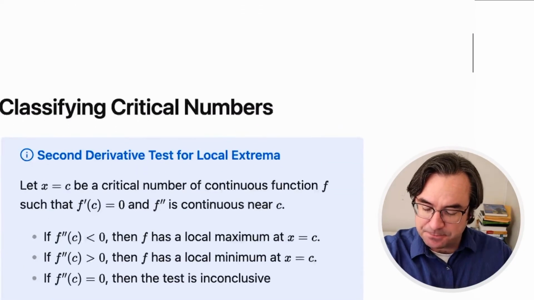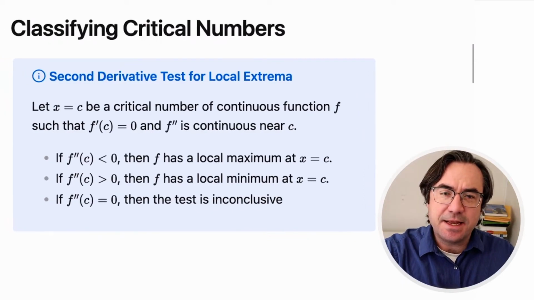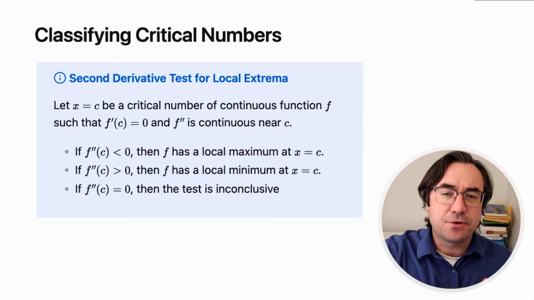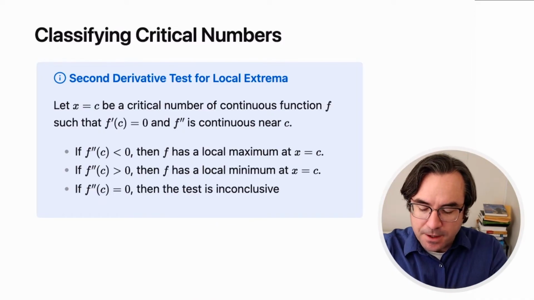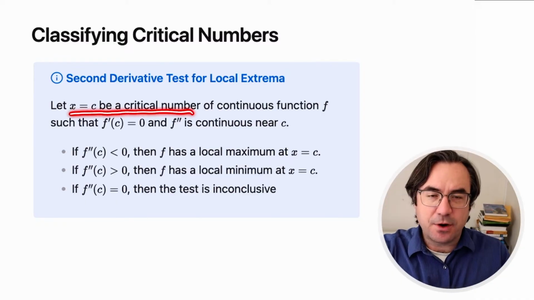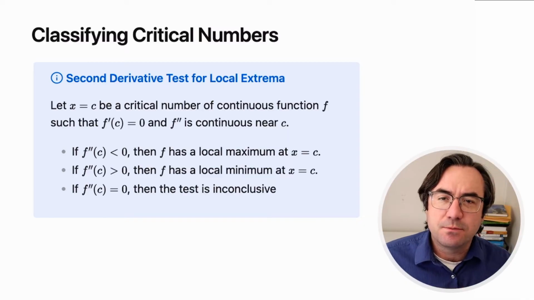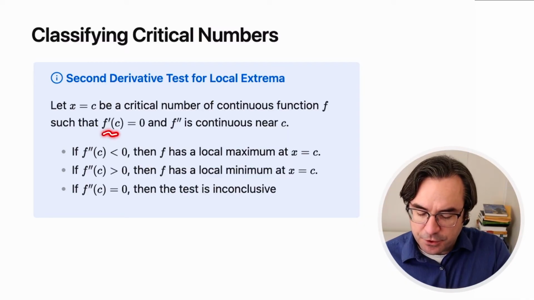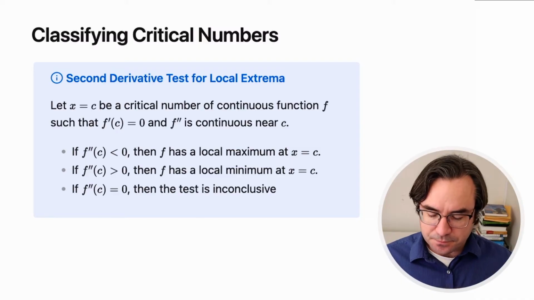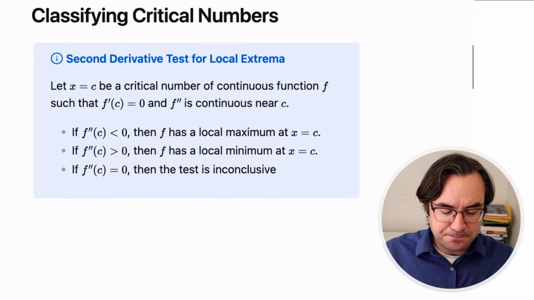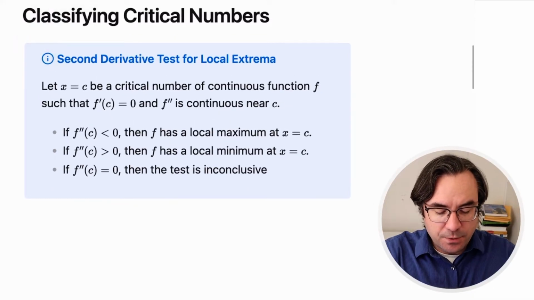So let's look at what the test actually says. And again, we're using this to just classify our critical numbers as either a maximum or a minimum. So let's say that we found a critical number x equals c. And this is one of our special, most common critical numbers where the derivative is equal to 0. So we know critical numbers happen two ways, usually. So when we find a critical number, that's usually the first step.